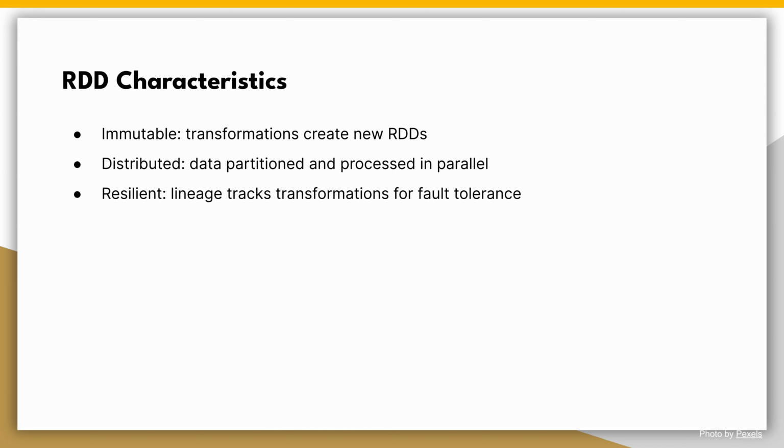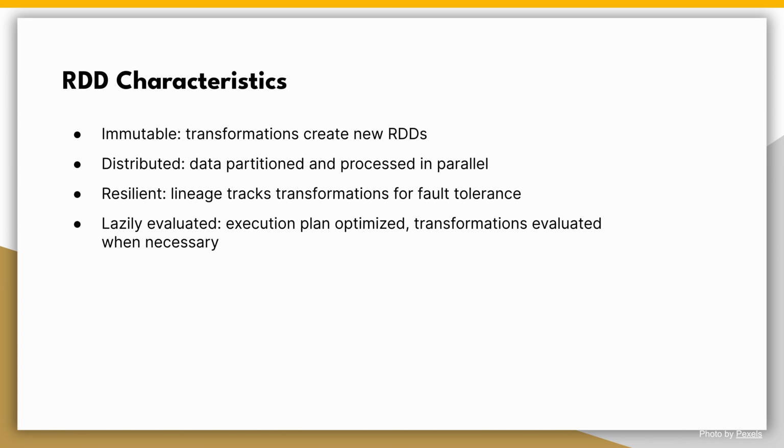Third, resilient. RDDs are designed to be resilient to failures. Spark keeps track of the lineage of transformations applied to an RDD, allowing it to recover lost data and continue computations in case of failures. Fourth, lazily evaluated. RDD transformations are lazily evaluated, meaning they are not executed immediately. Spark optimizes the execution plan and evaluates transformations only when necessary, such as when an action is triggered.